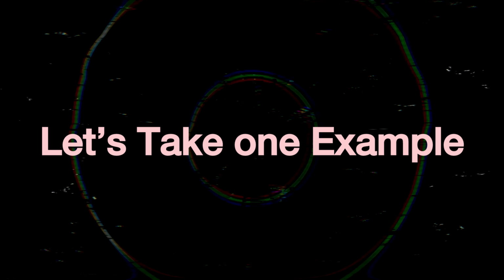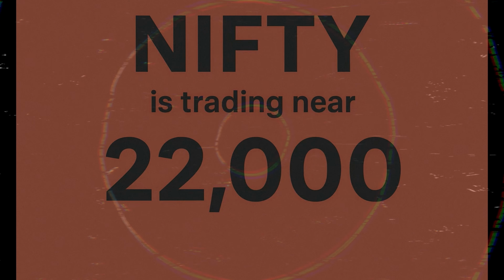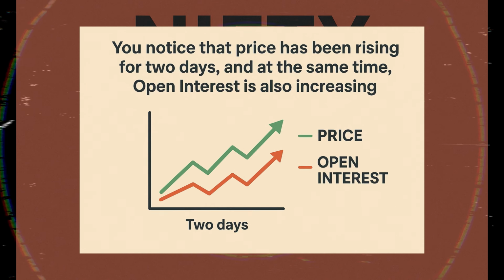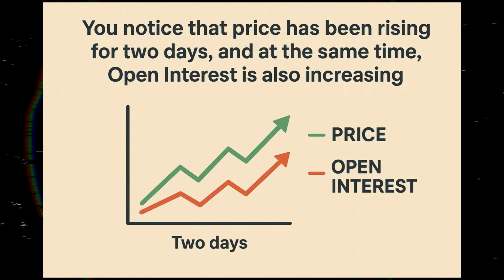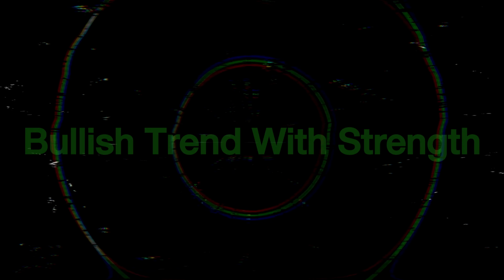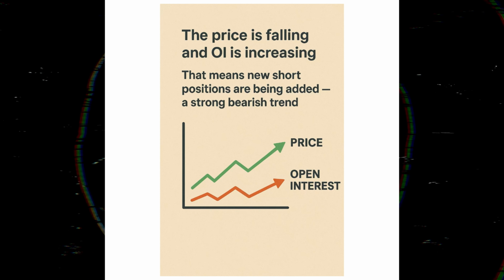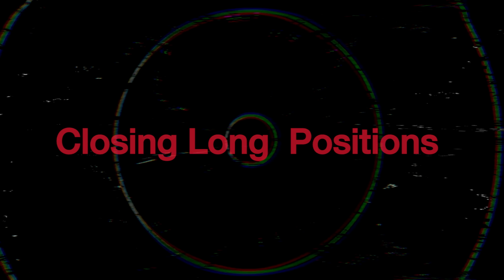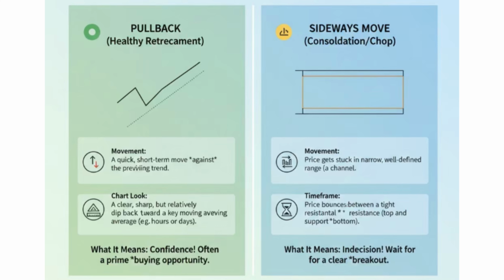Let's take a simple example. Suppose Nifty is trading near 22,000. You notice that the price has been rising for 2 days, and at the same time, open interest is also increasing. That means traders are building fresh long positions. So the move has strength, and it's a bullish trend. On the other hand, if the price keeps going up and suddenly open interest starts falling, that means some traders are closing their long positions. So the strength is reducing. You can expect a small pullback or sideways move for some time.